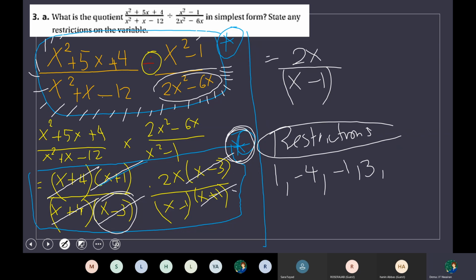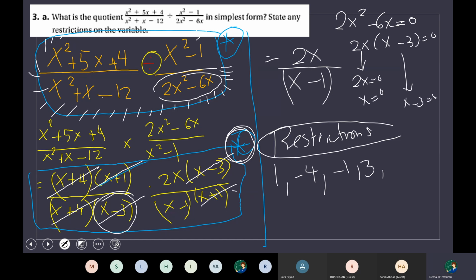How? I will say that 2x squared minus 6x equals 0. I want to see its zeros. Take 2x as a common factor, it will be x minus 3. Then, as we said in the previous lessons, if two factors are multiplied and the answer is 0, then one of them must be 0. This one could be 0, and this one also could be 0. So from here, x could be 0, and x could be 3.